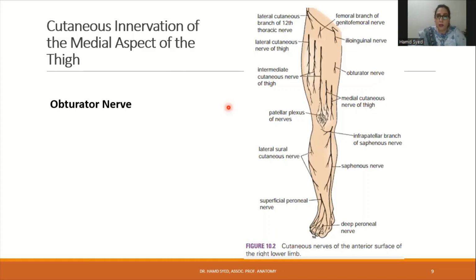This is a slide showing us the cutaneous innervation on the medial aspect of the thigh, and that is the obturator nerve as well. You can see it is supplying the medial skin on the medial aspect of the thigh.